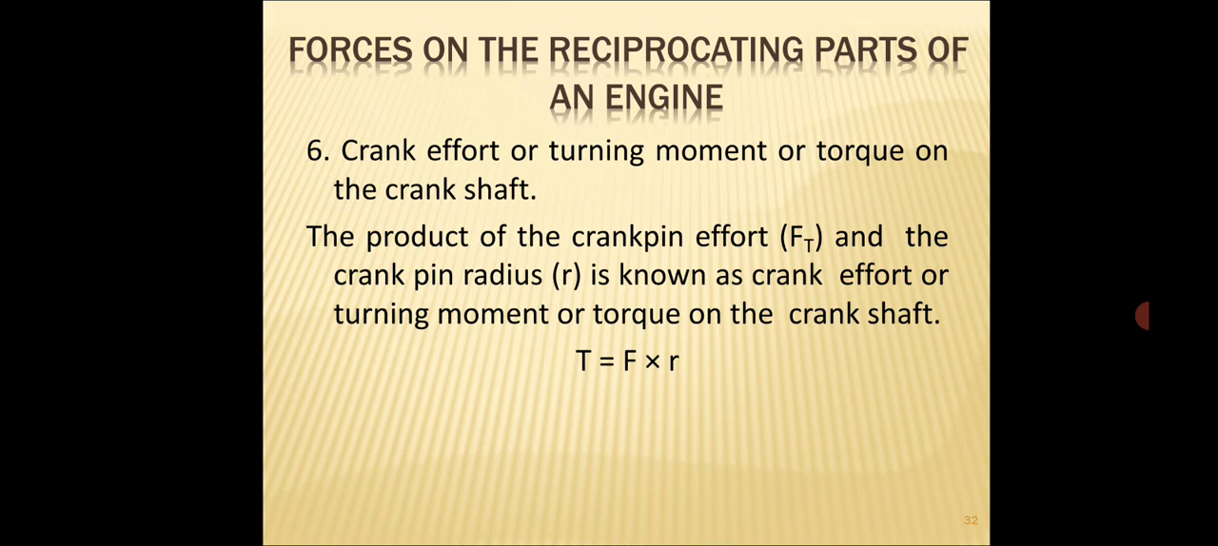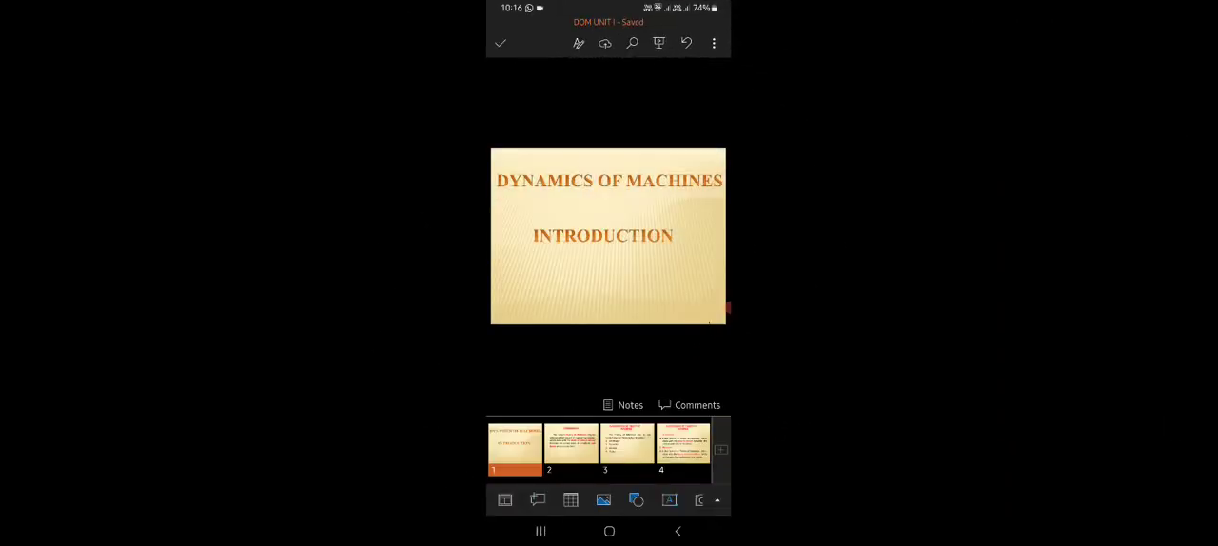The last one is the crank effort, or turning moment, or torque on the crankshaft. This is the important thing you have to find, the turning moment. The product of the crank pin effort and the crank pin radius is the crank effort, or turning moment, or torque on the crankshaft. So the formula is T equal to Ft into r. So this is the force analysis. These are the terms you have to use for the force analysis.